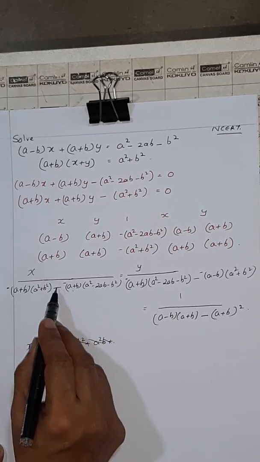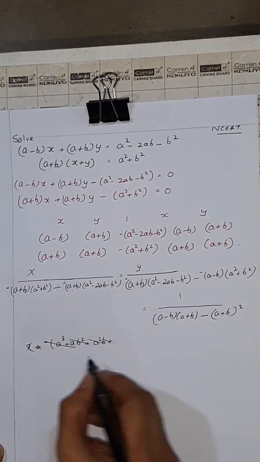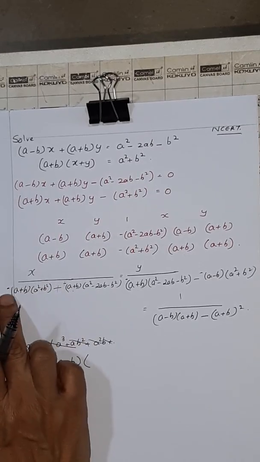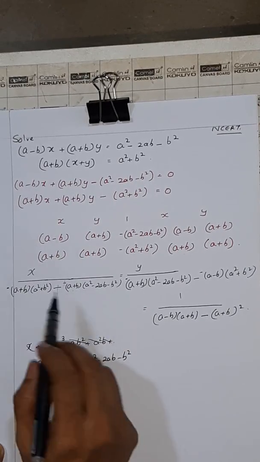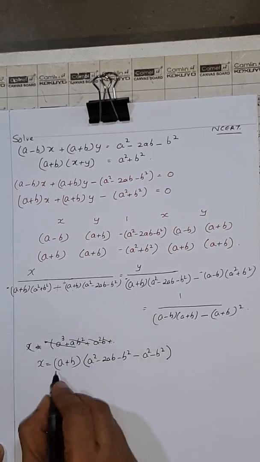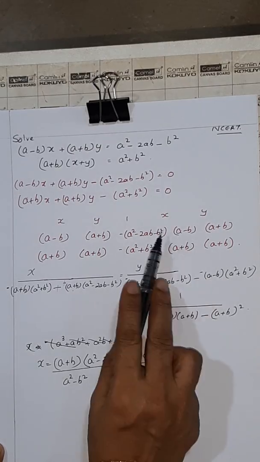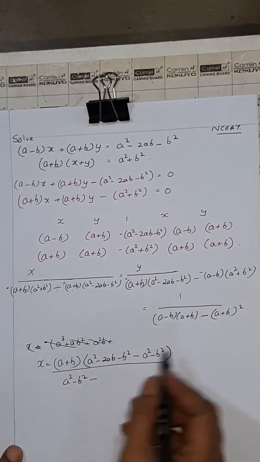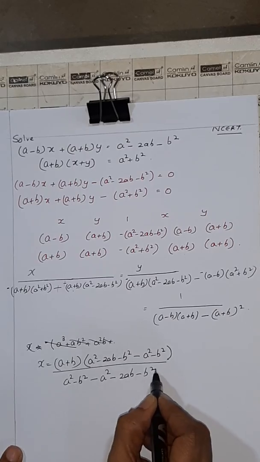So here a plus b is common, so this will become plus, minus and minus will become plus, so a plus b I am taking it out, so x is equal to, so this is minus, so I will write this as first, so a squared minus 2ab minus b squared, then you are left with minus of a squared minus b squared divided by, then this will be a squared minus b squared, minus of, this is a plus b the whole squared, the bracket is there, so I will open the bracket also along with expansion, so it will become a squared minus 2ab minus b squared.